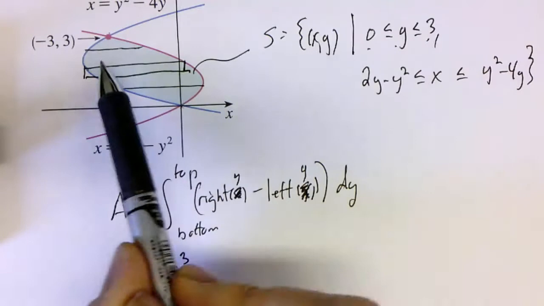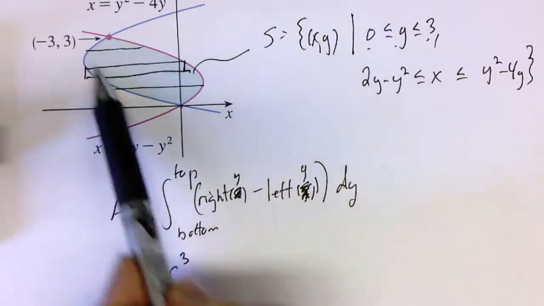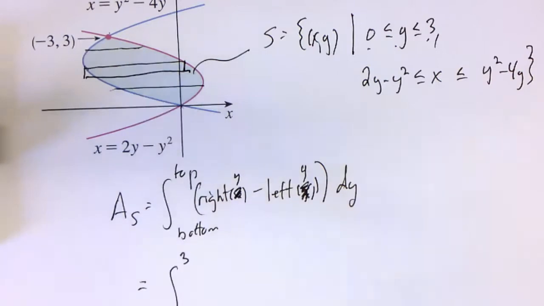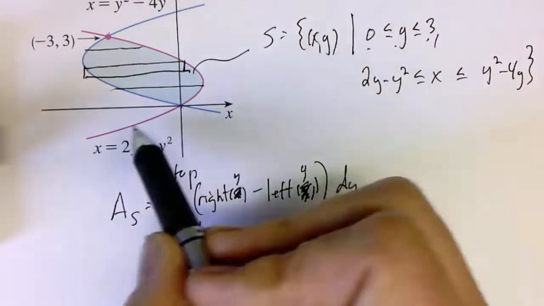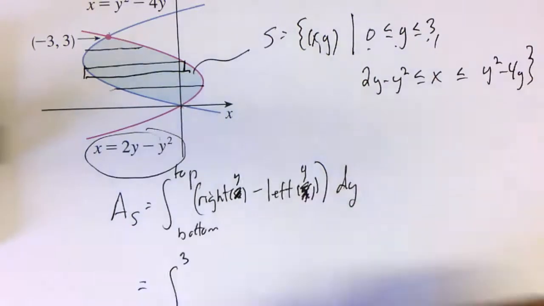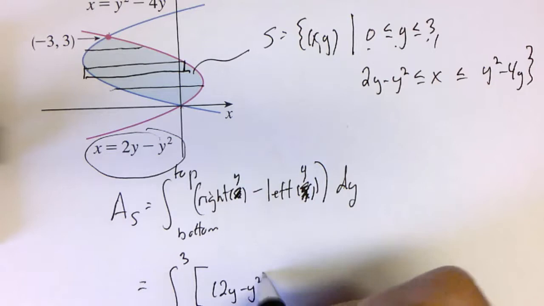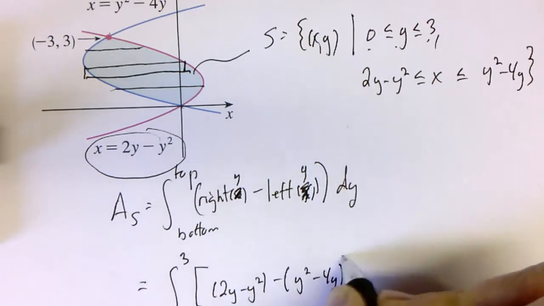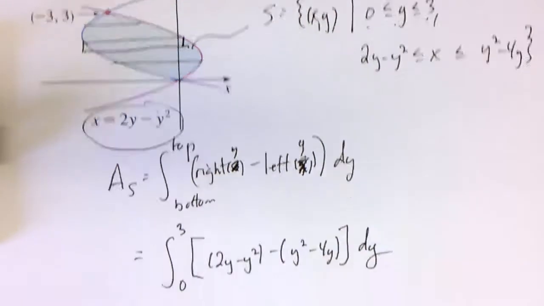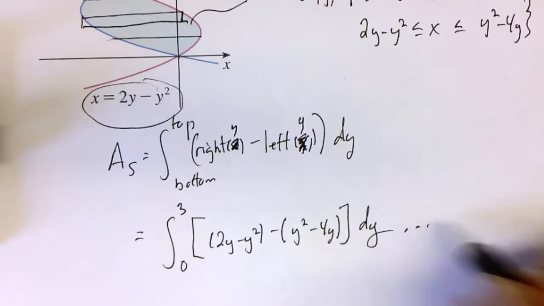That's why we call this x simple, right? Because x goes between one curve, which is a function of y, to another curve, which is a function of y. My bad there. All right, so the right curve is this one, minus the left curve, dy. Now clean that up and evaluate the definite integral, and you'll find the area of the shaded region.